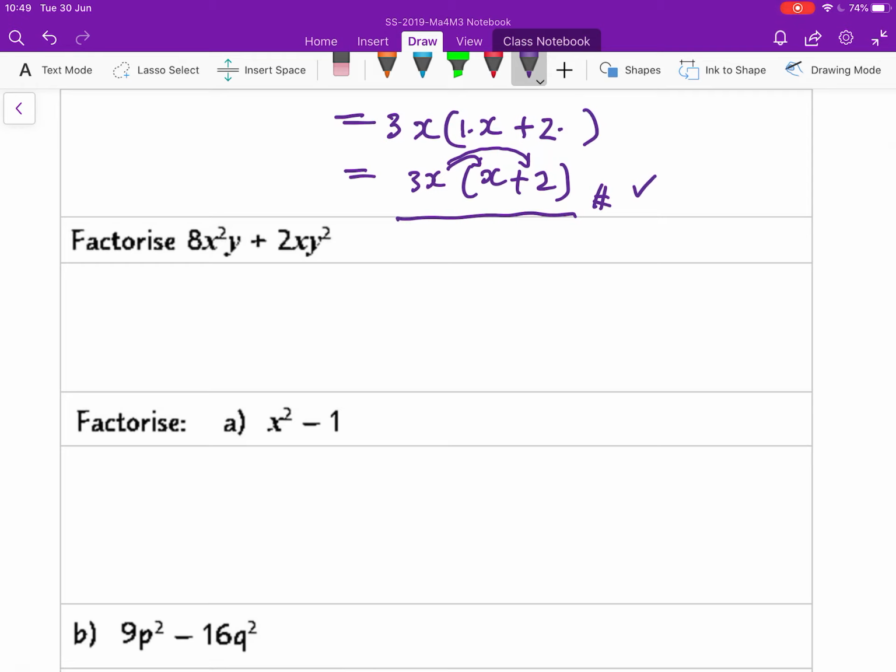Number 2. So 8 is 4 times 2. x, y. 2x is 2 times x. y squared is y times y. So you can see this quite clearly.